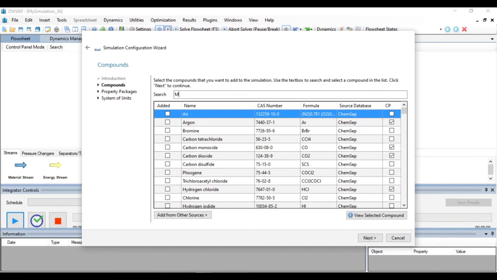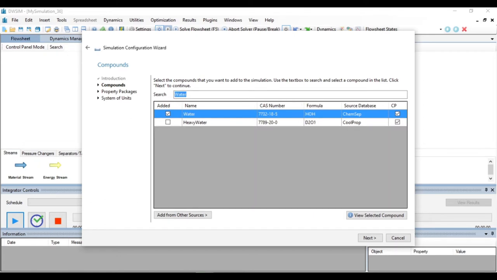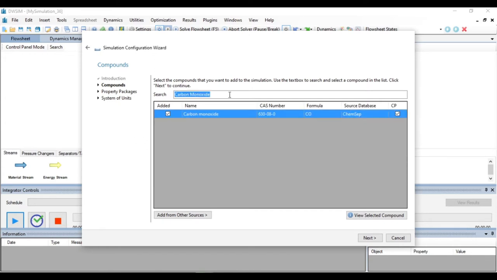First is methane. Next is water. Next is carbon dioxide. Okay, let's wait. There you go. Hydrogen. Then carbon monoxide. Okay, now oxygen. Next is methanol, then last, nitrogen.